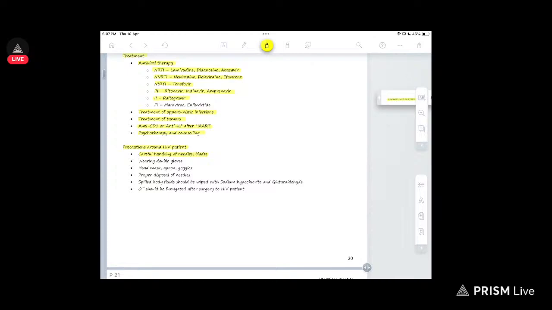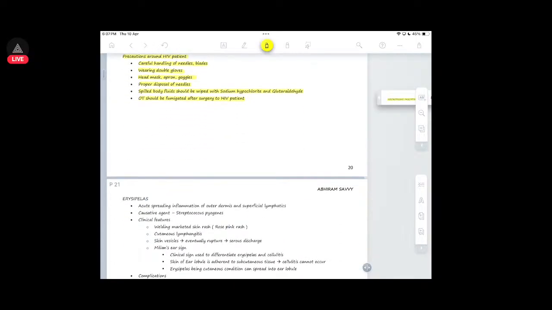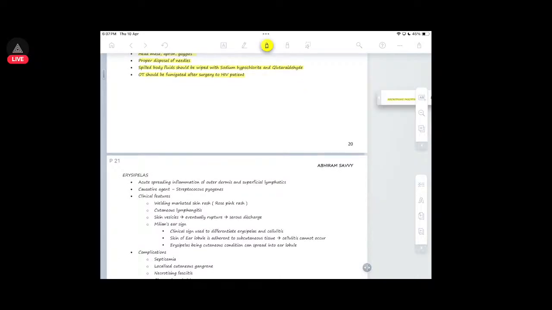So precautions: be careful while handling needles and blades. Wear double gloves, head mask, apron, and goggles. Properly dispose of the needles. Spilled body fluid should be wiped with sodium hypochlorite and glutaraldehyde. The OT should be fumigated after surgery on an HIV patient. Do not use the OT after HIV patient surgery.